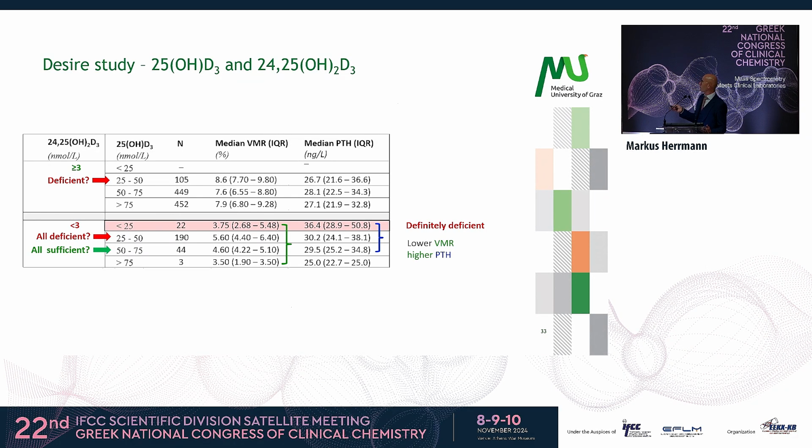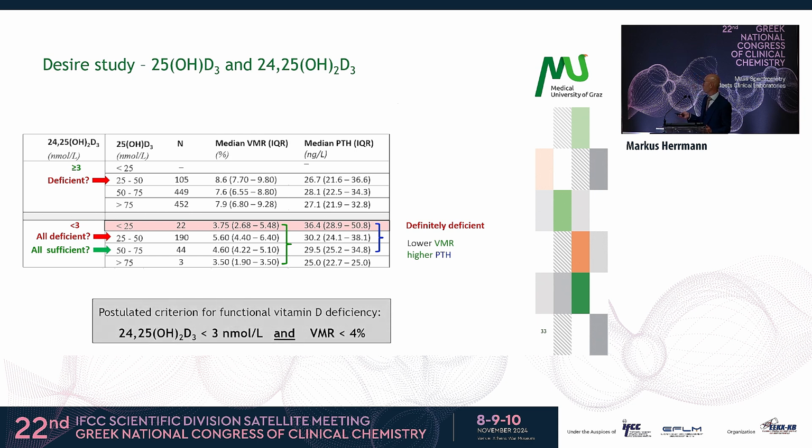Then, by convention, we assumed that this group here, with less than 3 nanomoles per liter of 24,25-dihydroxyvitamin D and very little 25-hydroxyvitamin D of less than 25 nanomoles per liter, they must be vitamin D deficient, functionally vitamin D deficient, because they have the highest PTH and the lowest vitamin D metabolite ratio of all groups. And the vitamin D metabolite ratio of this group was 3.75. When you round this, you come to 4%, and then we postulated, if you fulfill both criteria, a 24,25-dihydroxyvitamin D of less than 3 and a vitamin D metabolite ratio of less than 4%, then you probably have functionally relevant vitamin D deficiency.